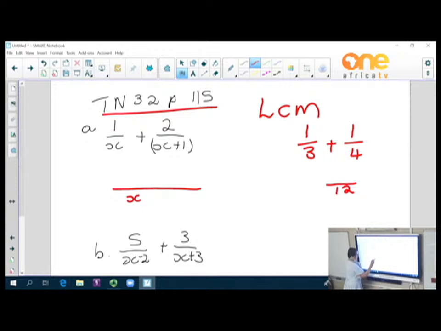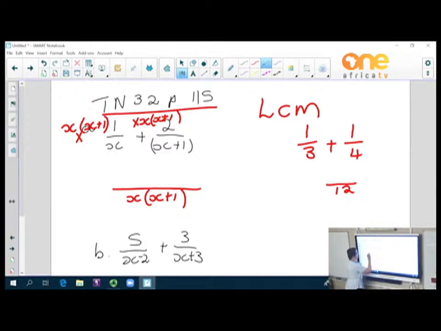My LCM is now x times x plus 1. I multiply those two things, the two denominators. So it's x times x plus 1, and here times x plus 1. And now this step is vitally important. For the algebra, please do it like this, otherwise you're going to struggle.